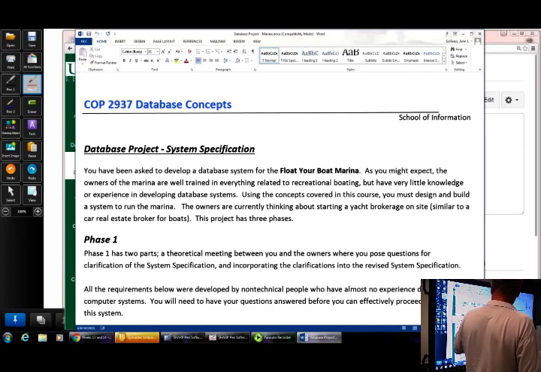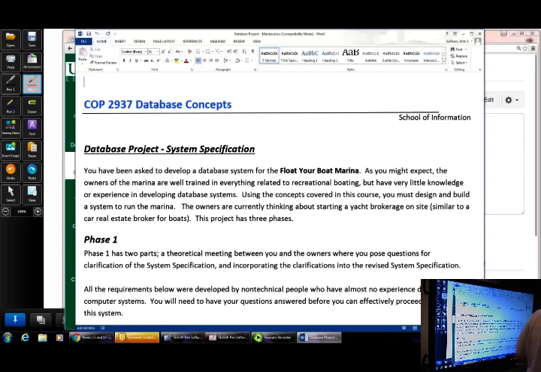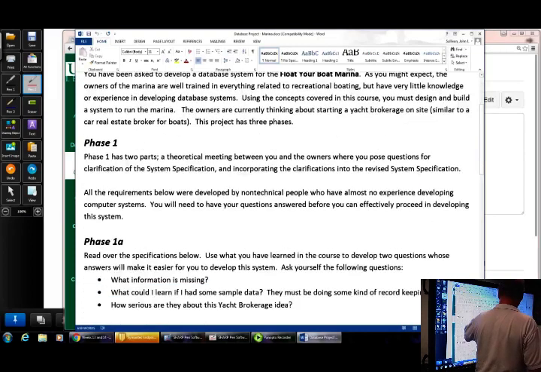This comes from the Float Your Boat Marina staff. You've been asked to develop a database for the Float Your Boat Marina. As you might expect, the marina owners are into boating and have very little knowledge of technology. So in your design, you're going to be using techniques that we're going to learn along the way that help technical people communicate with non-technical people in an easy way they can understand, so they can see how things fit together. You already know how to do that when you get to this point, and then phase one is your design phase.